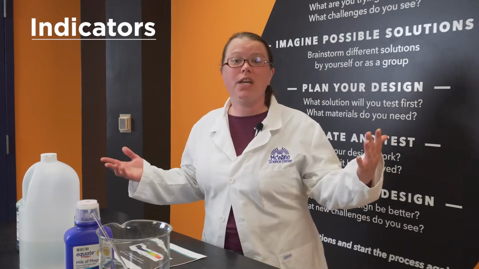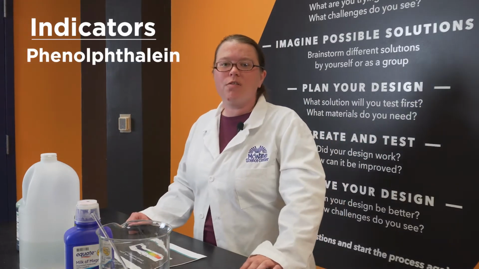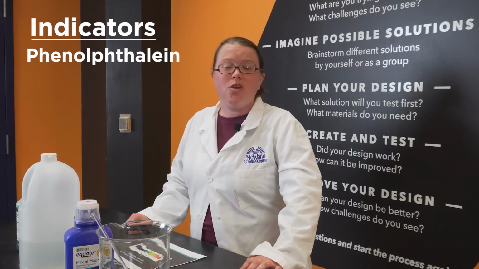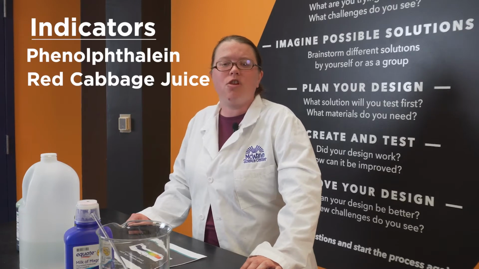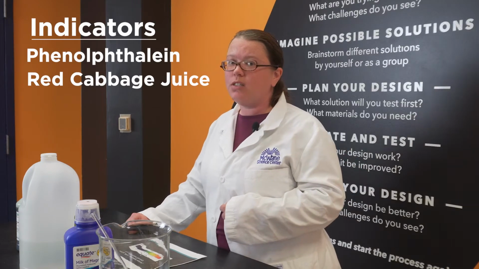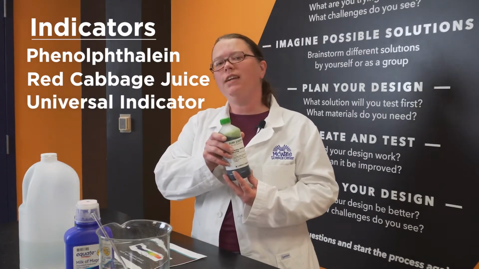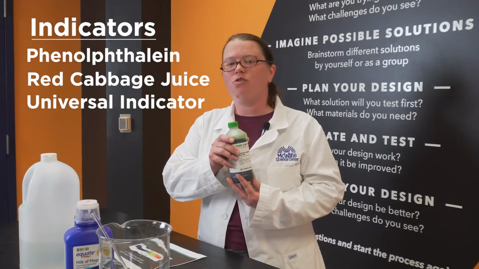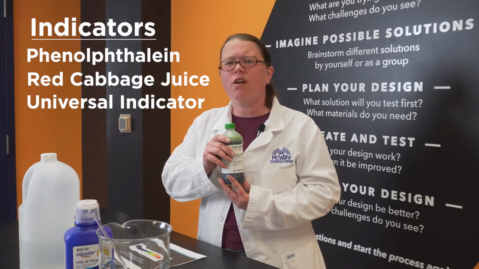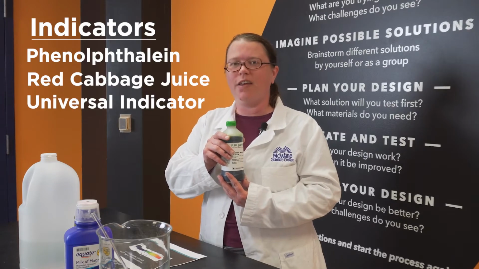Now, how do we determine the pH of a substance? How do we determine whether something is acidic or basic? We use indicators. We could use phenolphthalein, which turns pink in the presence of a base and clear in the presence of an acid. We could use red cabbage juice indicator, which turns a range of different colors in response to different pHs. Or we could use what we're going to use today, universal indicator, which also turns a range of colors in response to different pHs. But these three different indicators are just scratching the surface of all the indicators that are out there.